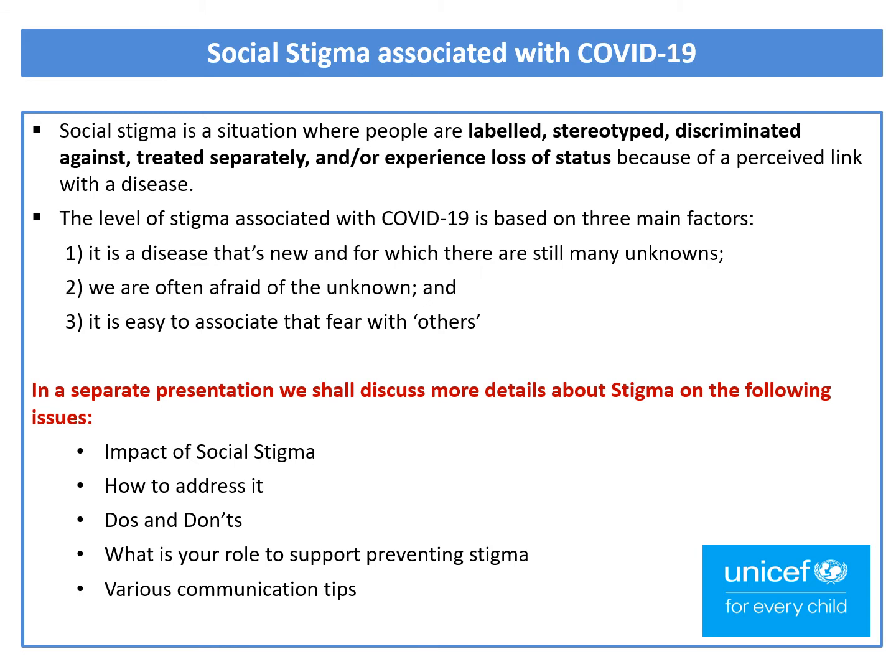Because it's a serious emerging issue, there is a separate presentation which will be available to you. It highlights the impact of social stigma, how we as risk communication people can address it, and how others can also address it. The do's and don'ts. What should I do in order to reduce the stigma? And what is your role in preventing the stigma? And then you'll be given some communication tips on how to address this.